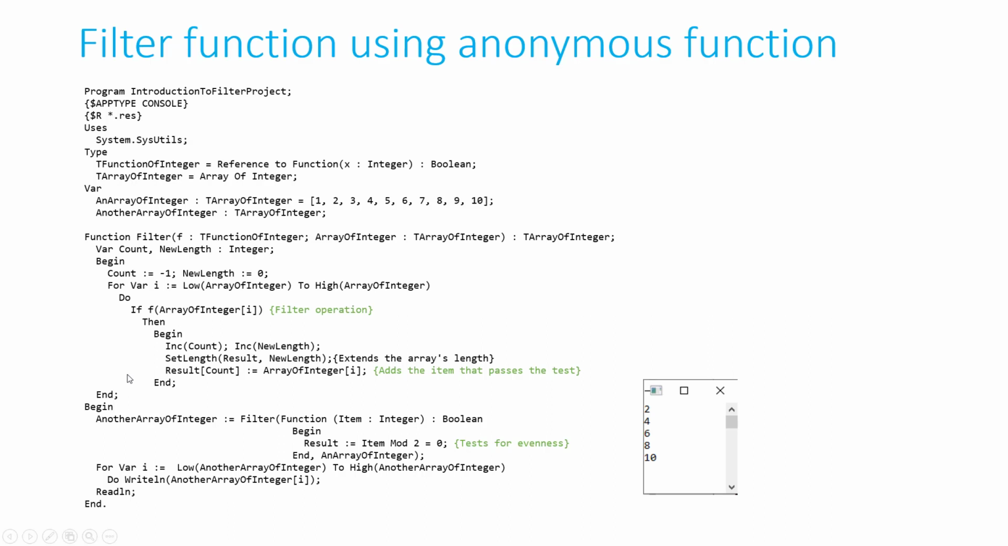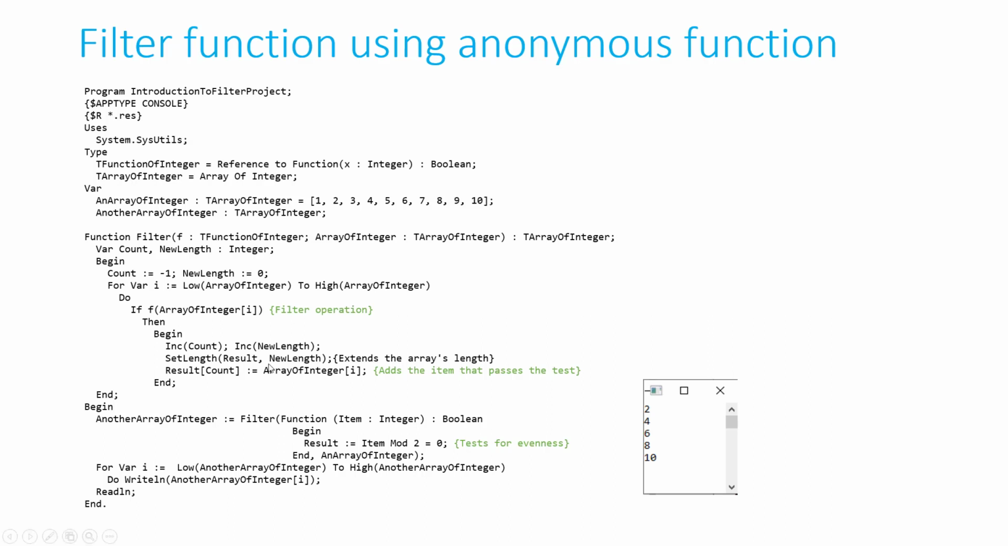So the anonymous function, which is referenced by F, is this one here, and all we're doing is testing for evenness by testing to see if the item is exactly divisible by 2. Now, this anonymous function will return true or false, and if it's true, we increment count. So the first time, count will go from -1 to 0. The variable new length is initialized to 0. So if we increment new length, that will go from 0 to 1.